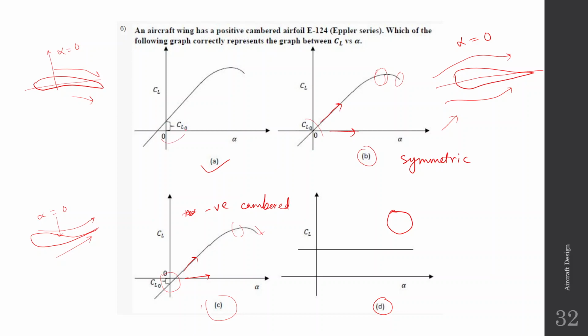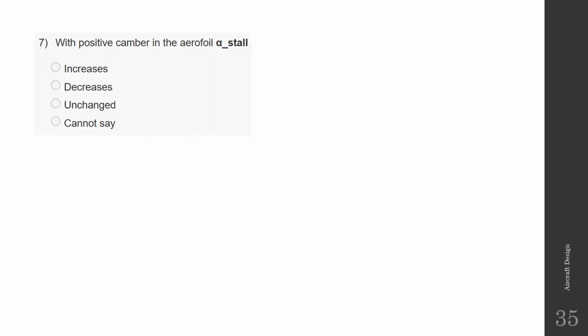So you can see here that at zero angle of attack it produces a lift, and again the Cl increases, and then after the alpha stall it drops. So since the question asks which aircraft wing has a positively cambered airfoil, the correct answer will be A. Okay, now this is the next question.